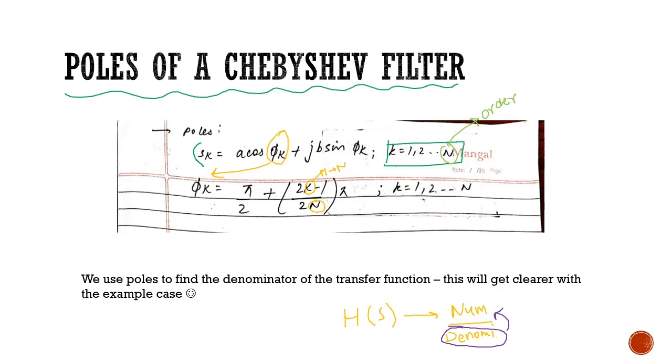We use these poles, as I said earlier, to find the denominator of the transfer function. I know it's not making much sense right now, this particular statement. It will get clearer the moment we get to the example case.